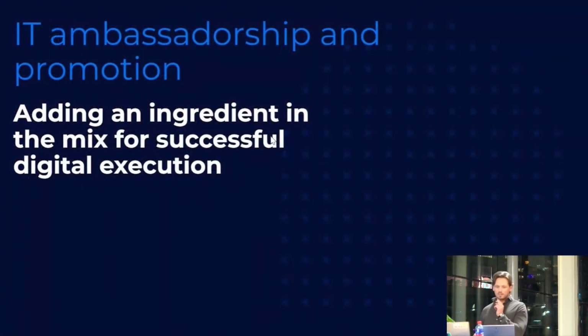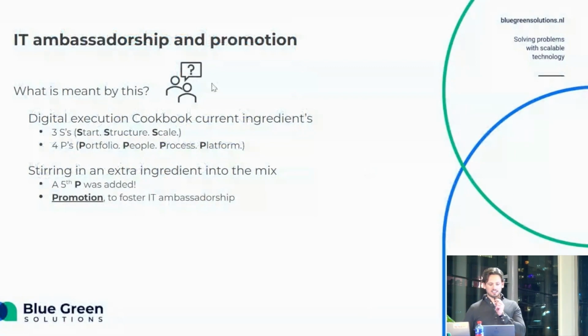I would like to start off with IT ambassadorship and promotion. It's like an extra ingredient in the mix for successful digital execution. And for one party in particular, they added it as a 5th P. So we all know the 3 S's and the 4 P's in the cookbook of Mendix, of course. But an extra 5th P was added. So what is this 5th P and why is it important to foster IT ambassadorship?